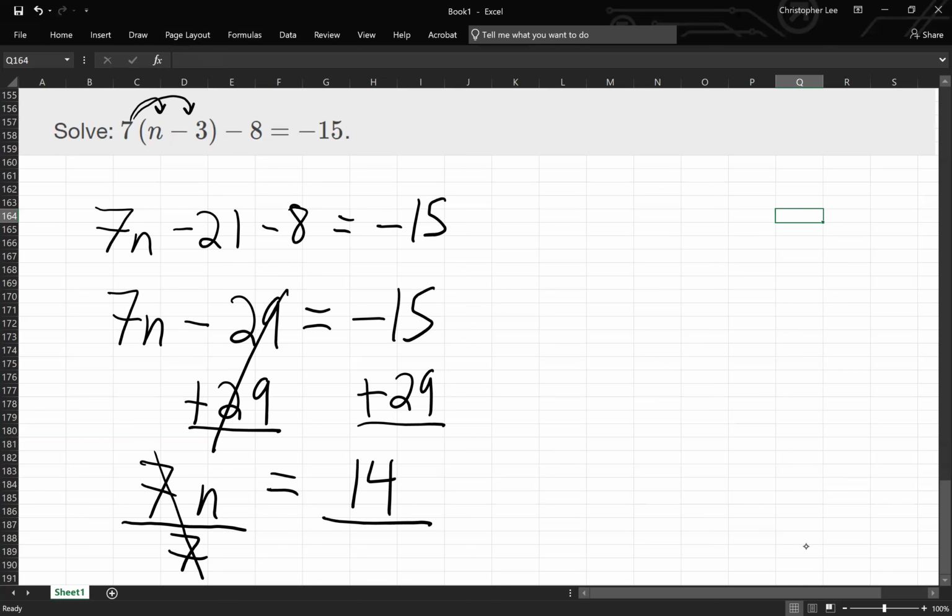But again, I got to be fair. When I do the one side of the equation, I have to do the other side of the equation. Divide by 7. All right? So now I'm just going to write it on the side over here. I have what? n is equal to, what's 14 divided by 7? 2. And that's it. All right?